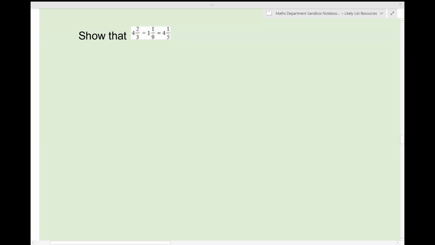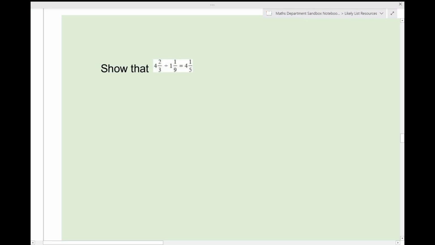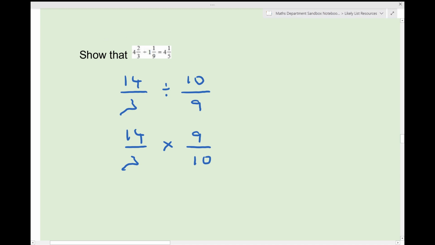Question 5. Right, getting slightly bored of division now. Let's hope it's the last one for a while. Turn these mixed numbers into improper. 4 3s are 12, plus the 2 is 14 over 3, divided by 1 times 9 is 9, plus the 1 is 10 over 9. Keep, change, flip. Cancelling. 14 and 10, they have a common factor.